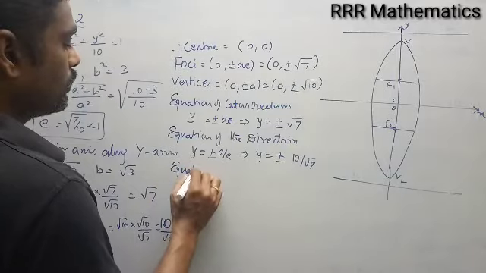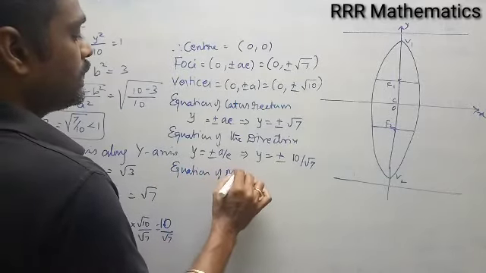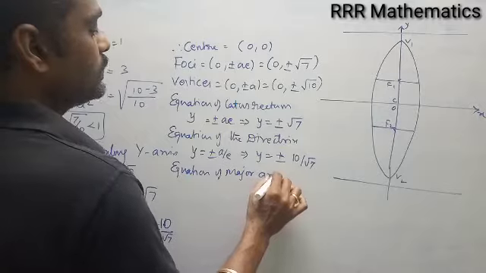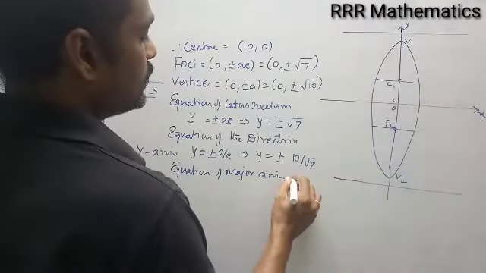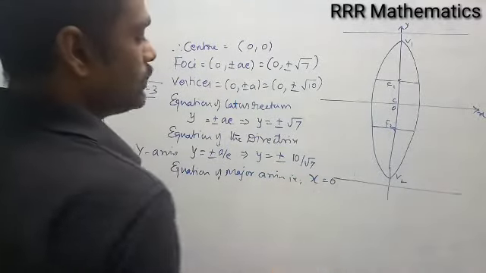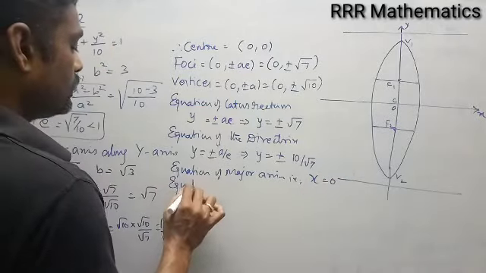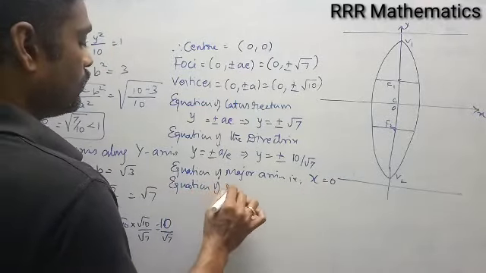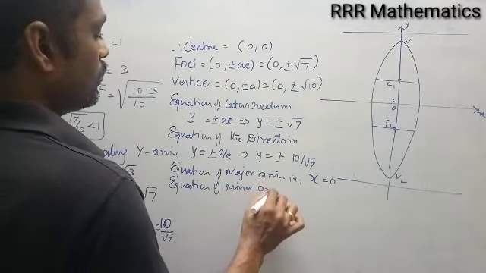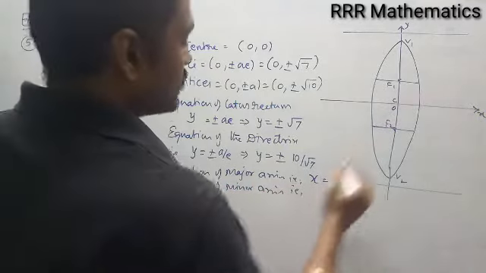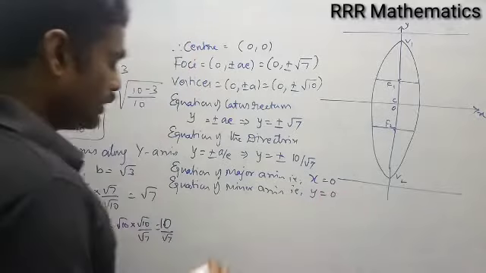Equation of major axis. What is the major axis here? Y axis, that is x equal to 0. Got it? Equation of minor axis, that is x axis, y will be 0.